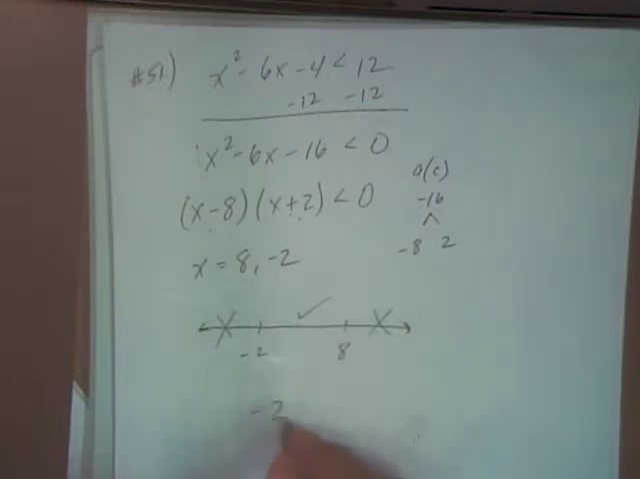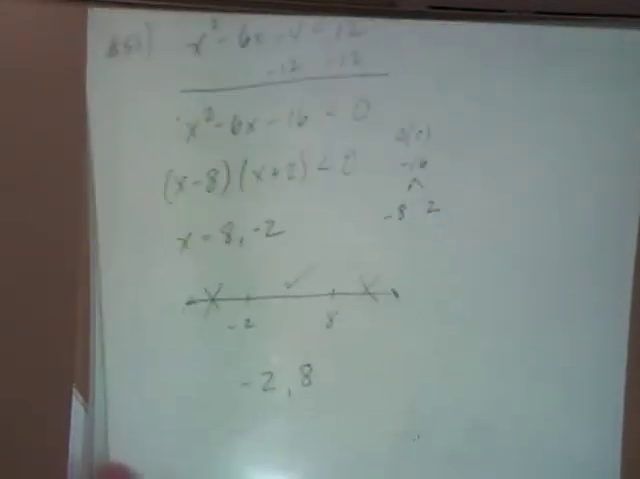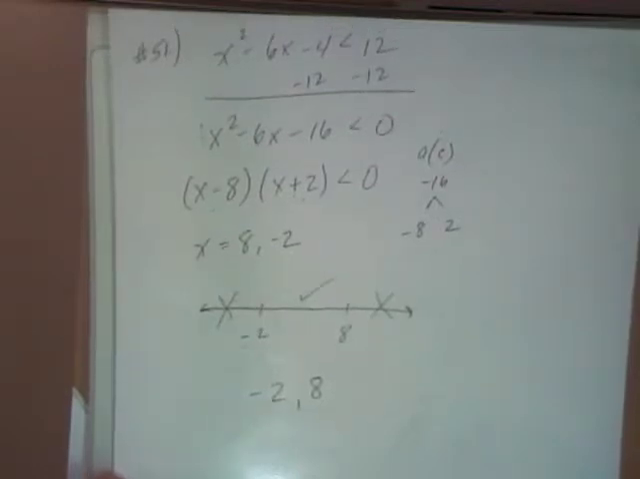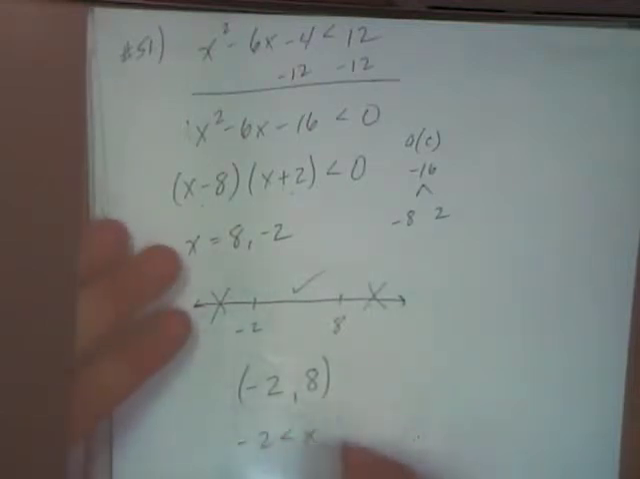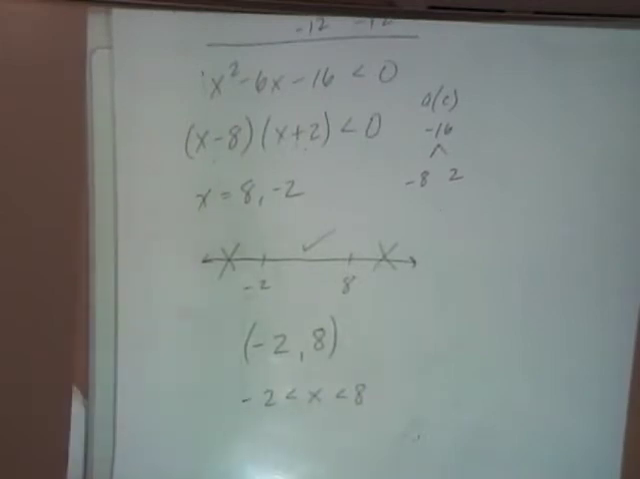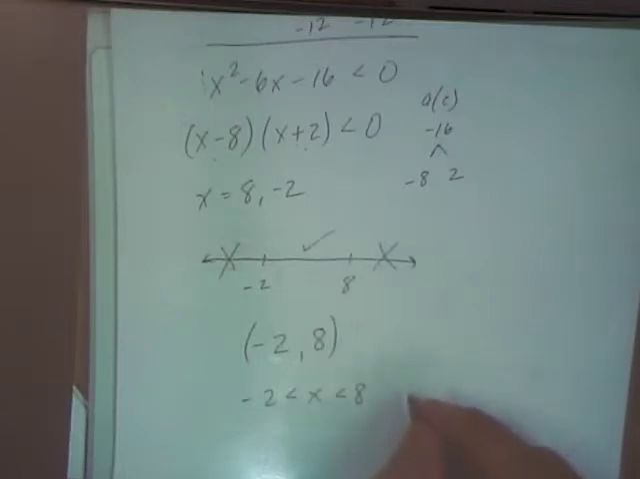So my answers are from negative 2 to 8, right? Do they include any of those numbers? No, doesn't include either one of those numbers, because it's not or equal to. So it'll be just negative 2 to 8. Are those answers on the paper? Oh, negative 2 less than x less than 8. That's what matches the answers, yeah. D. Basically it says x is in between negative 2 and 8.